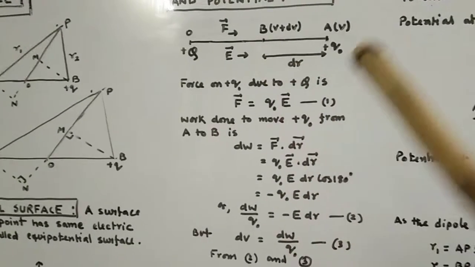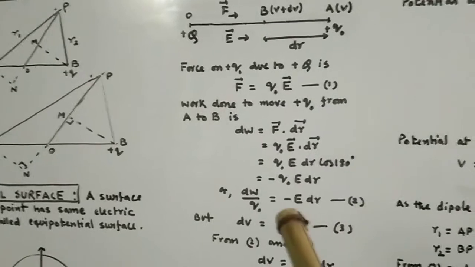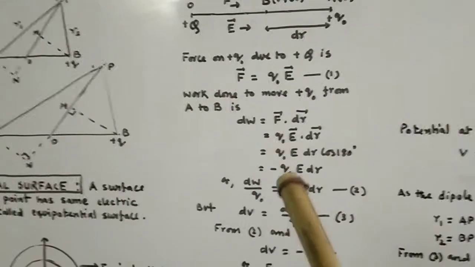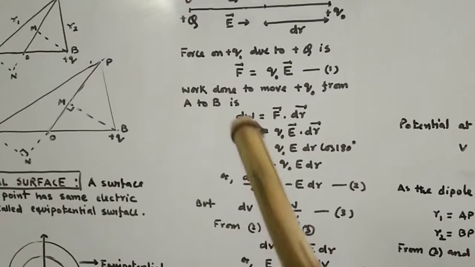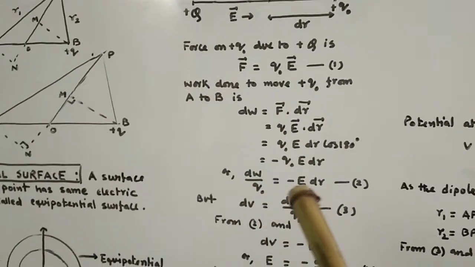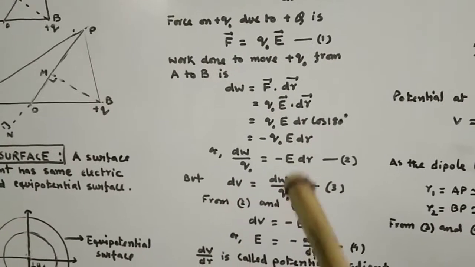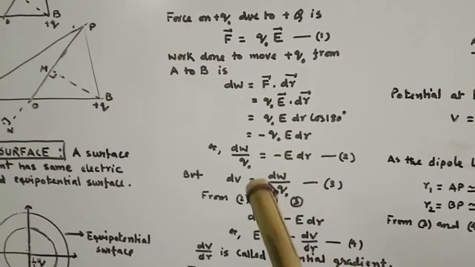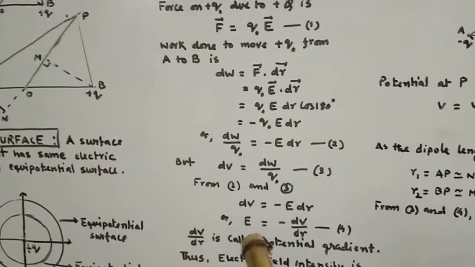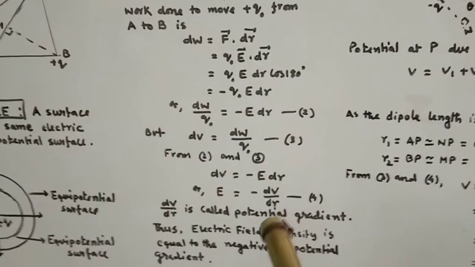So it's 180 degree. A to B is opposite to F vector and E vector, so 180 degree. So you are getting minus Q naught E dr. If you divide the expression dW by Q naught, then it comes minus E dr. But potential we have already defined as work done per unit charge. So if you equate 2 and 3, the expression you get is dV equal to minus E dr, so E equal to minus dV by dr.